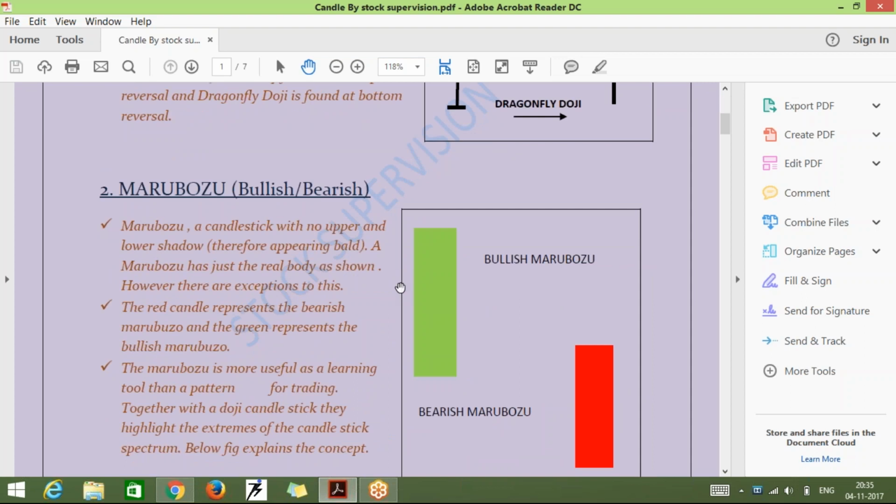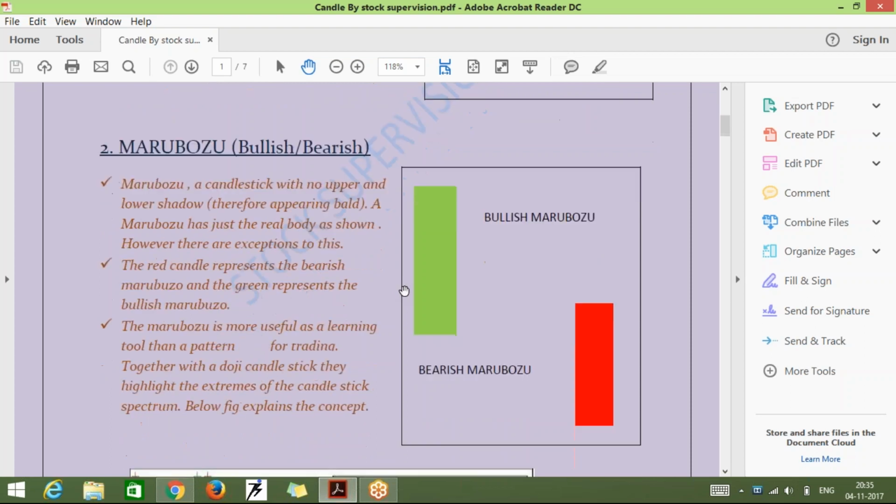It's pronounced differently. Somewhere it's Marubozu, somewhere it's Marubozo. There are different kinds of pronunciation in different books. But let's not focus on the pronunciation. We'll go directly to what exactly it suggests. Today I will also share this PDF. We have prepared the PDF with the basic, fundamental candles which are used quite frequently.